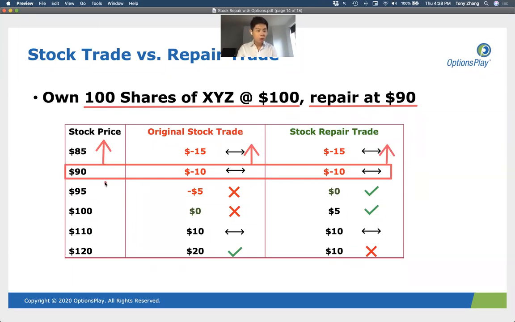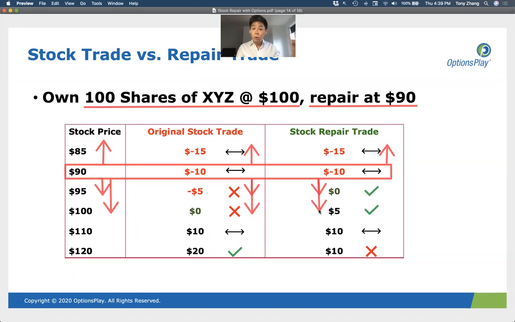Now, if the stock does rally back up to 95, this is where in my original stock trade, I would have lost $5 because I'm still not back to my original break-even price. I've still lost $5 a share, but on my repair trade, I would have gotten myself back to break-even. So this is really where the repair trade starts to shine, when you put on a repair trade and the stock starts to rally. You will make your money back faster than if you did not put on that repair strategy. If the stock gets back to the original break-even price, if you had just held onto the stock position, you would break even. If you put on the repair trade, you would actually make a profit.